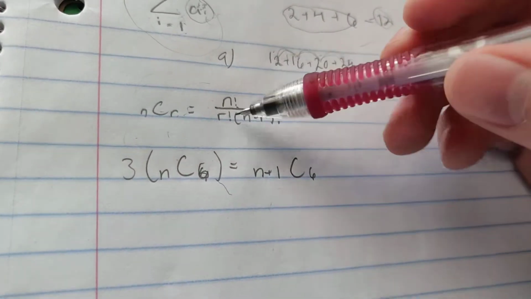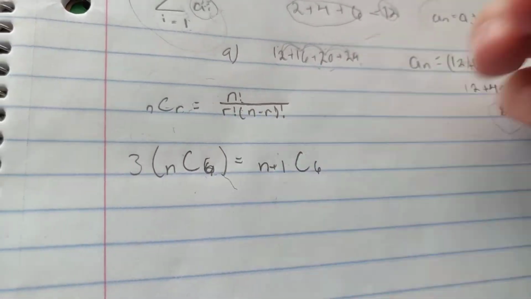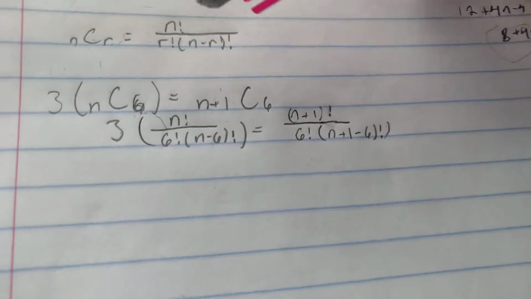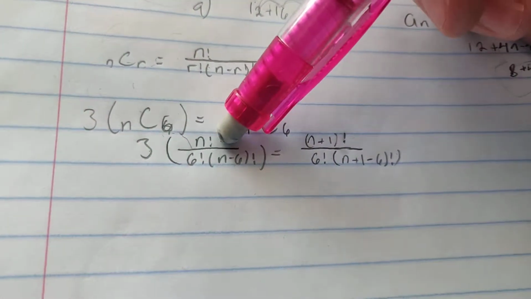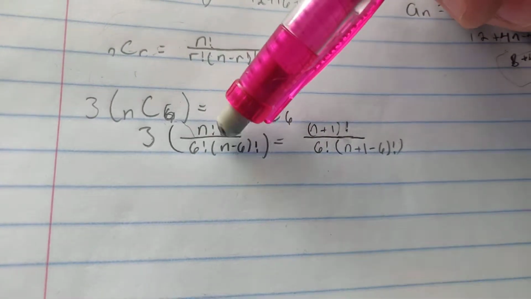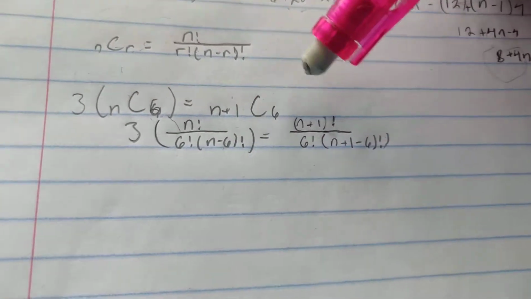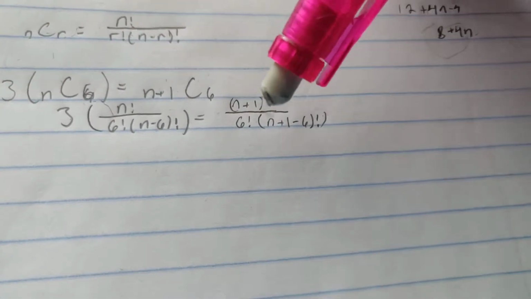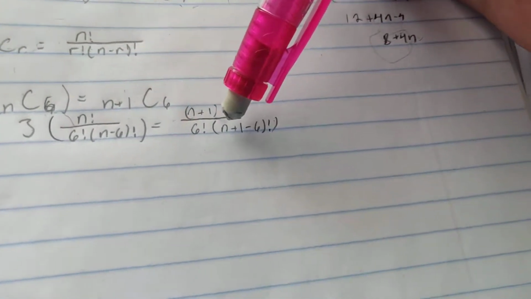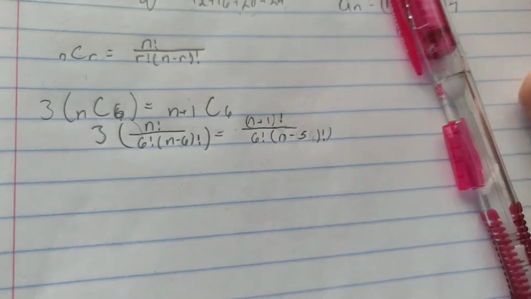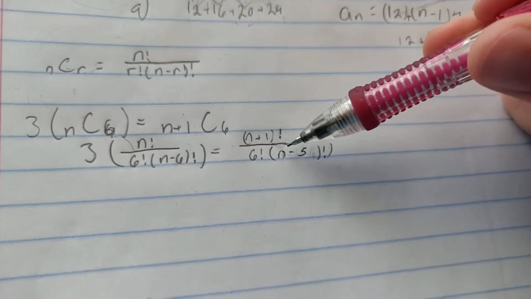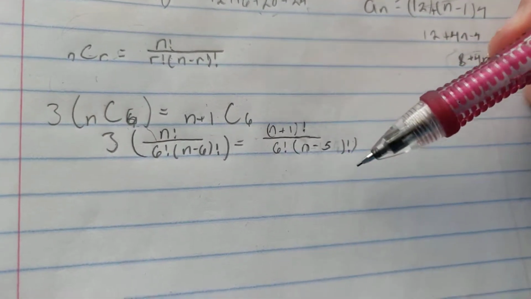Right? So how about we set up each side to look like it? This is what we get plugging it in how it is in this formula: 3 times n factorial over 6 factorial, parentheses, n minus 6 factorial, equals n plus 1 factorial over 6 factorial, parentheses, n plus 1 minus 6 factorial, which is just n minus 5 factorial, okay?